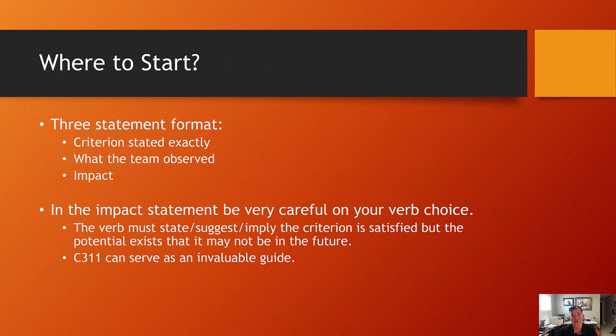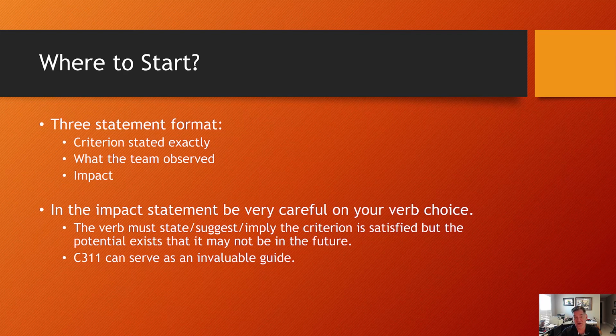All right, so where do we need to start in writing our concern? First, for all the findings, we're going to use a 3-statement format. The first part, state the criteria exactly, like in verbatim. State what the team observed, and then what is the impact on the program. As I alluded to earlier, you want to be very, very careful on your verb use here. Because again, the criteria for a concern is the criteria is satisfied, but potential exists.